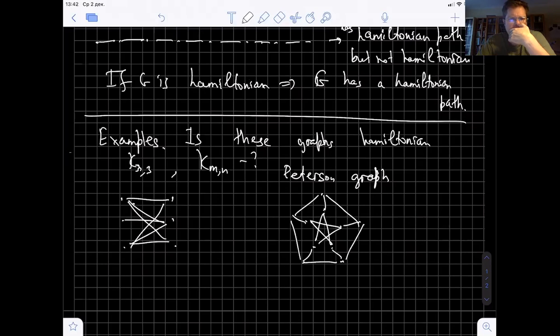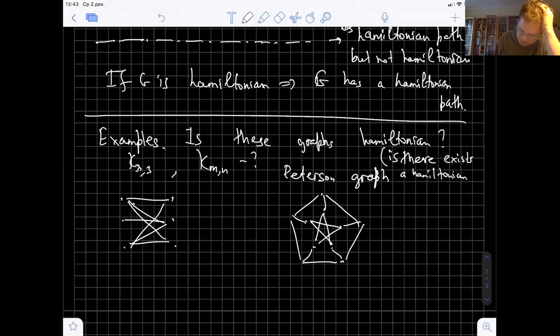If the graph has a Hamiltonian path or Hamiltonian cycle, it's a Hamiltonian graph. We call the graph Hamiltonian if it has a cycle. We need to find the cycle. So does there exist a Hamiltonian cycle?